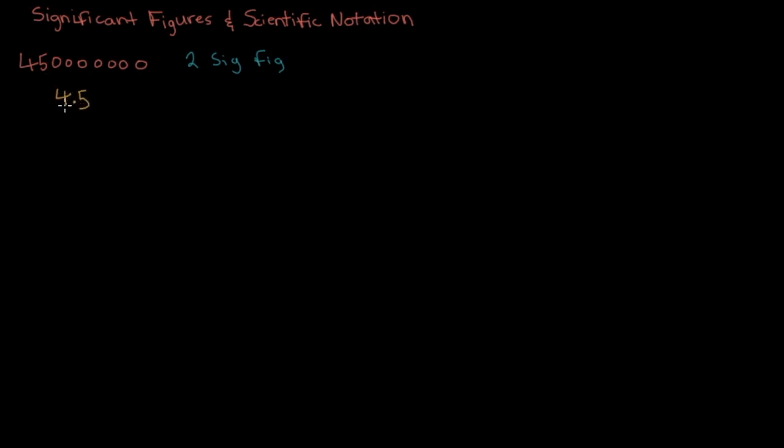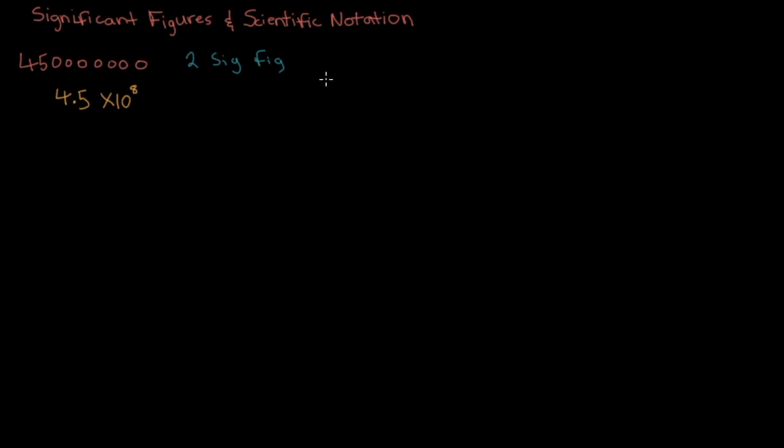4.5. So you put a decimal right after the first number, and then you'd write times 10 to some power. So what we're going to do is we're going to start where the decimal is. In this case, it'll be right after the 4, and then we'll just count all the way to the end of the number. So 1, 2, 3, 4, 5, 6, 7, 8. All right, so it'll be 8 decimal places. So that means it'll be 4.5 times 10 to the 8. And that's how we would write that number with two significant figures.